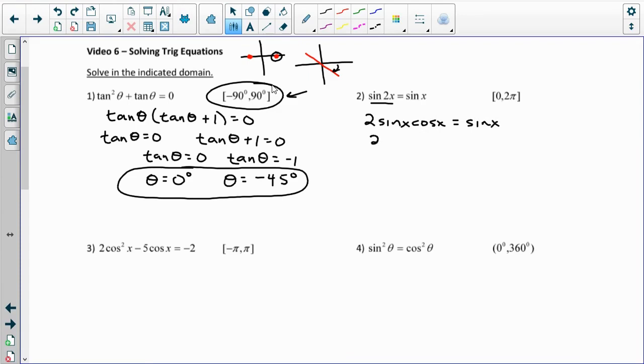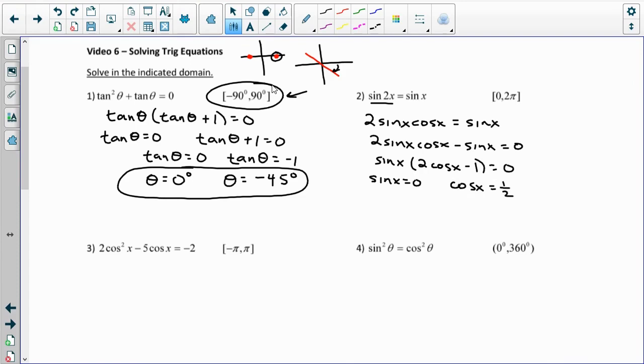Now I'll subtract sine x from both sides and set it equal to 0. And now I have a very similar situation to number 1 where I have a greatest common factor. So sine of x times 2 cosine x minus 1 equals 0. So now I set both parts equal to 0. I get sine x equals 0 and 2 cosine x minus 1 equals 0. When I solve that, I add 1 and divide by 2, and I get cosine x equals 1/2.